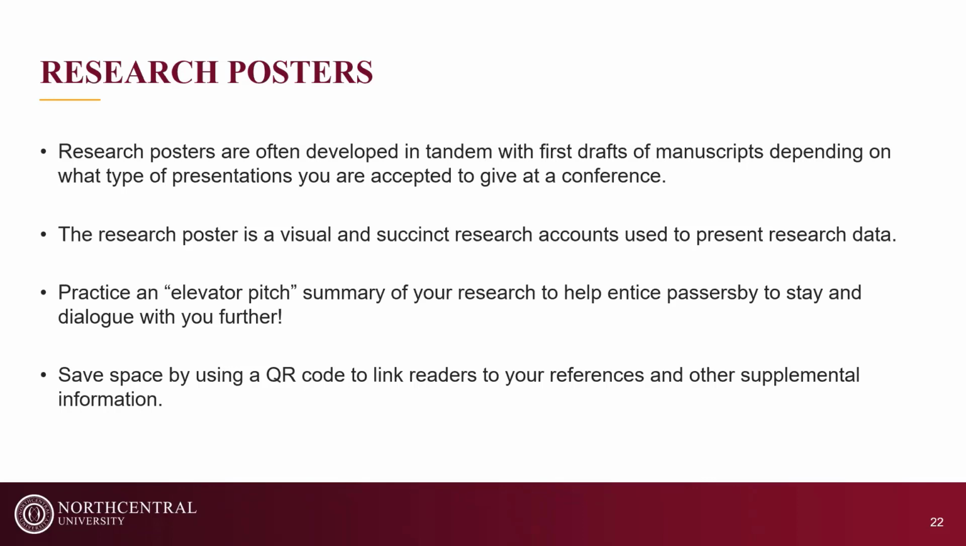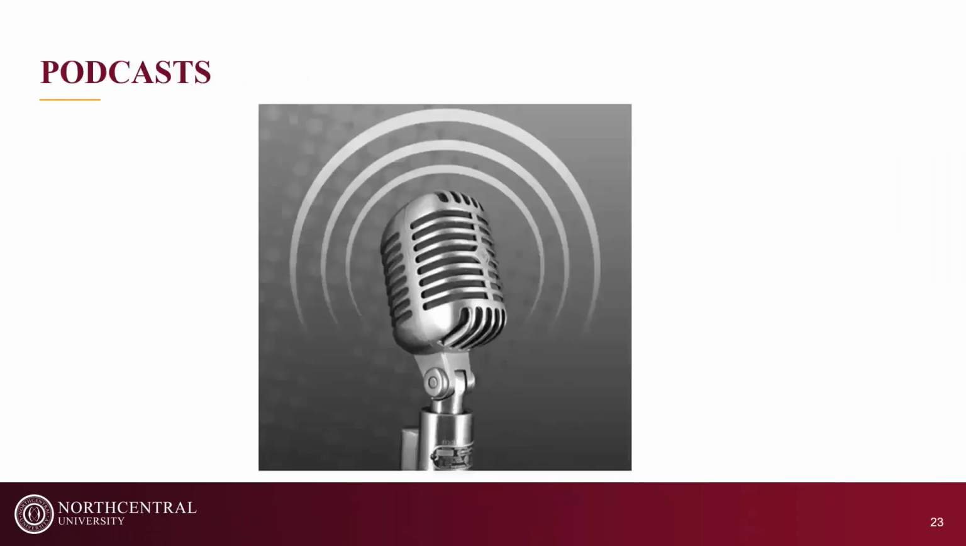And remember also, when you're presenting your poster, space is limited, as with a journal article. So while you're following the guidelines of the particular conference or webinar, you can also save space by using a QR code to link your readers to your references and other supplemental information. A QR code is a great way and is being used in a lot of publications now, instead of wasting space within the book or journal to actually list all the references and all the appendixes, etc. So that's another tip to save space on your poster.